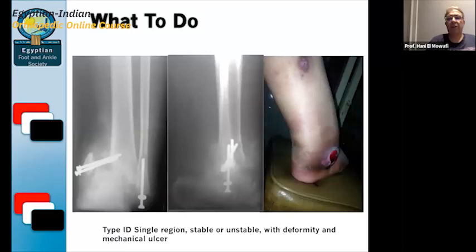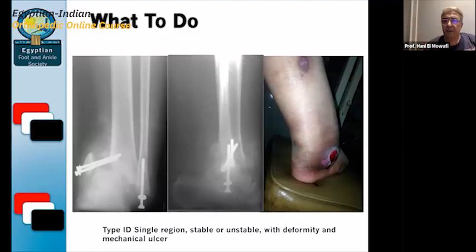Another example for the patient here, we say this is type 1D. 1D means there is an ulcer, whether stable or unstable, and also a deformity, but with a mechanical ulcer. So the ulcer is another category. What we do is the same as this, since it is in one region.